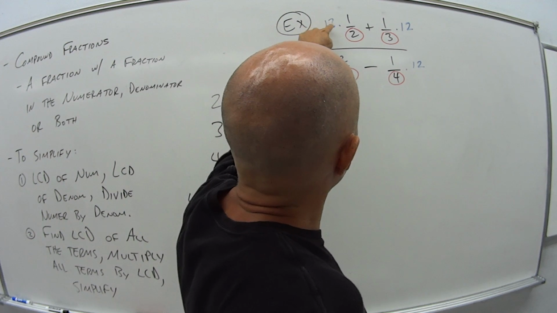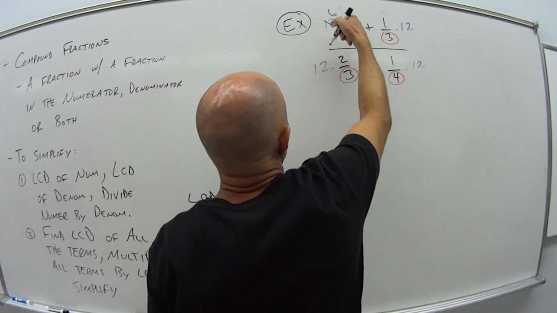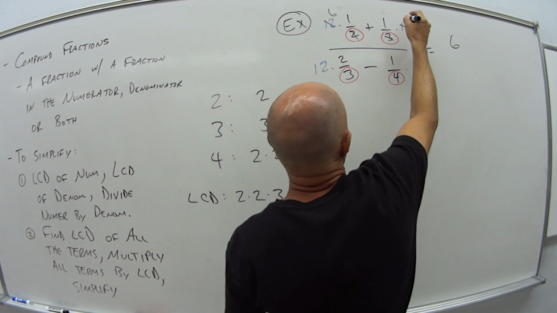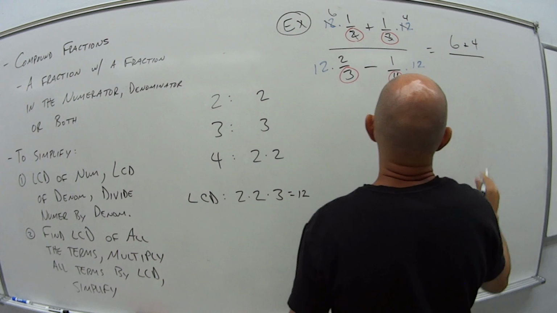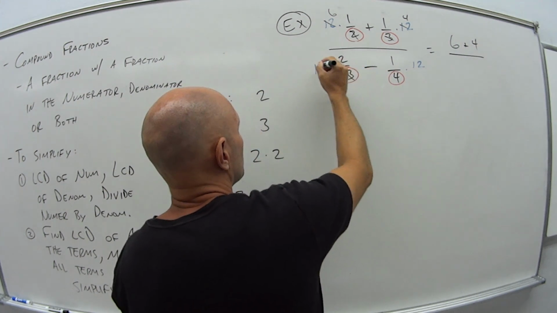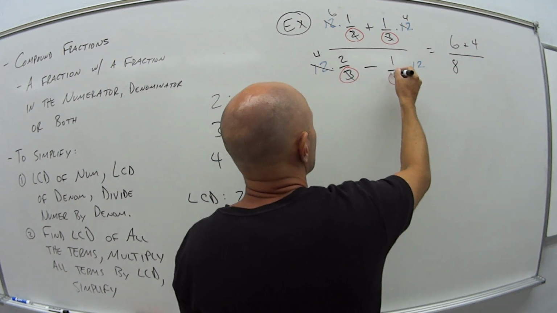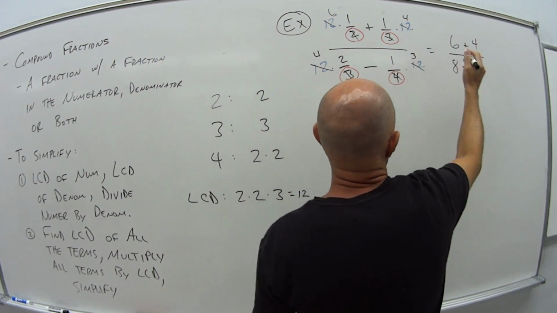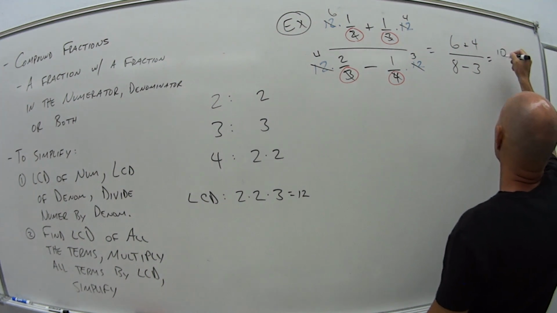When I do that, what cancels? 12 cancels with 2. Leaves me with 6, so 6 times 1 is 6. 12 cancels with 3, gives me 4, so plus 1 times 4 is 4. 12 cancels with 3 gives me 4. 4 times 2 is 8. And 4 cancels with 12 gives me 3. I have a minus sign here. 1 times 3 is 3. So 6 plus 4 is 10. 8 minus 3 is 5.